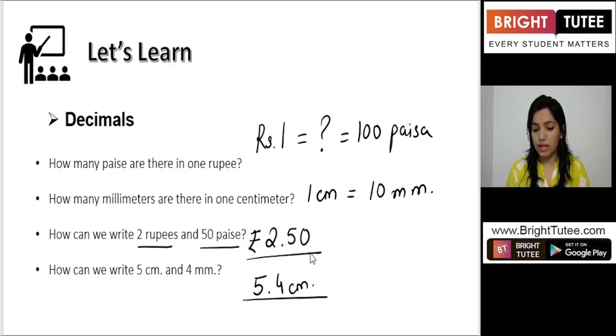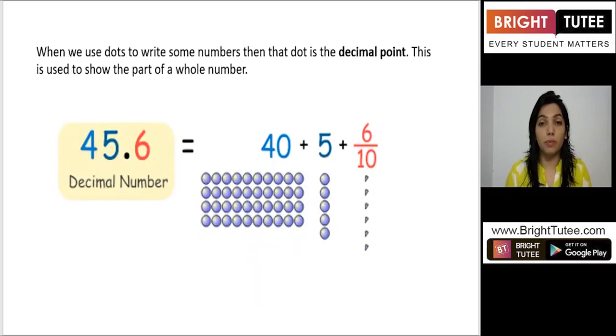So do you see that here? Because when we are writing 2 rupees 50 paise, we are just writing this particular sign of rupees. We are not writing paisa with it. Similarly, when we are writing 5 centimeter and 4 millimeter in centimeters, we write the decimal number 5.4. We don't need the unit of millimeter then. Okay. Now, let's learn more about this to understand these decimals.